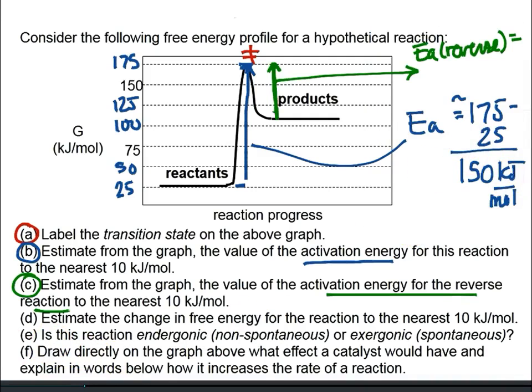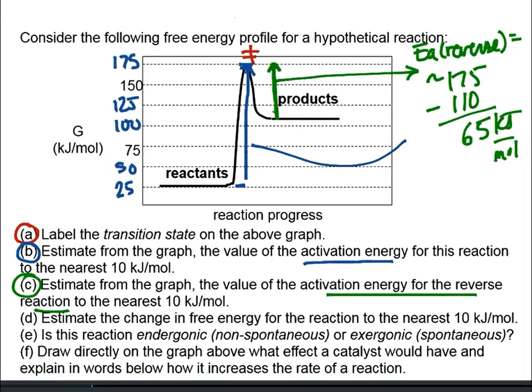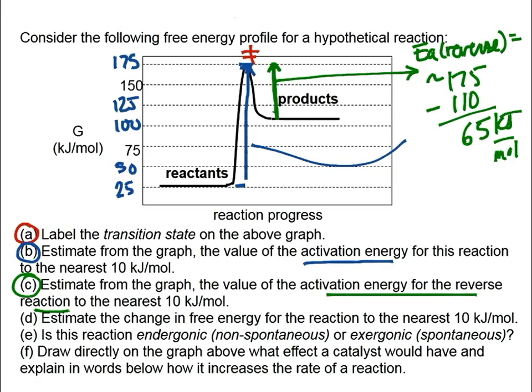Estimate from the graph the value of the activation energy for the reverse reaction to the nearest 10 kilojoules per mole. The reverse reaction is going to start with the products and then go up to the same transition state that has that in common. And so in that case, we have 175, which is our transition state, minus our products, which are at about 110 or so kilojoules per mole. So the activation energy of the reverse reaction is 65 kilojoules per mole, approximately.